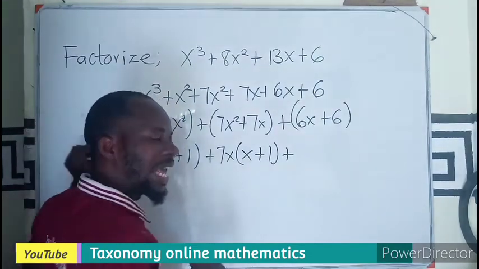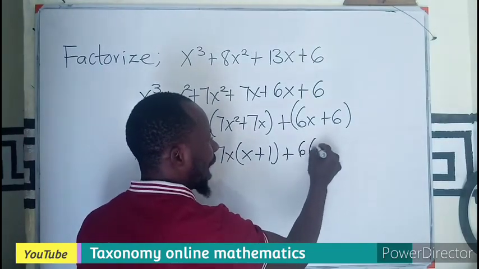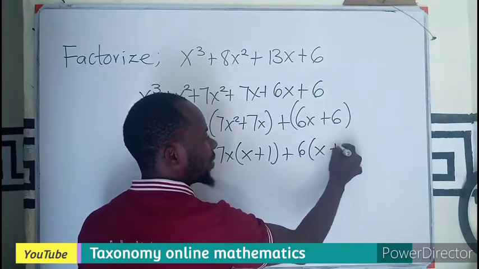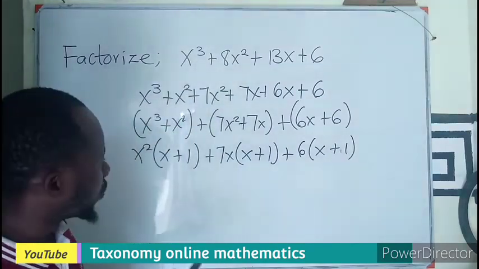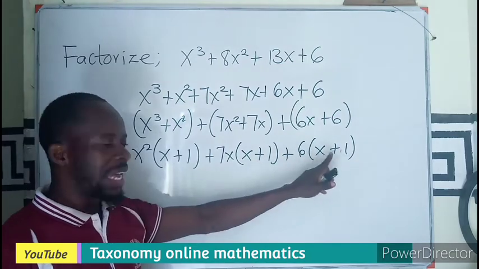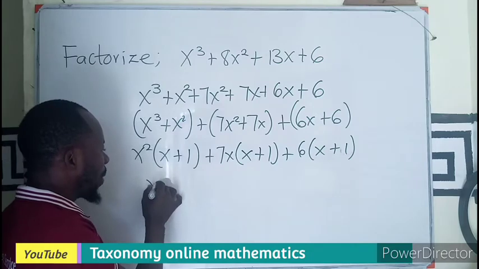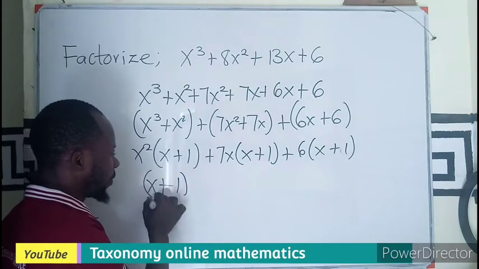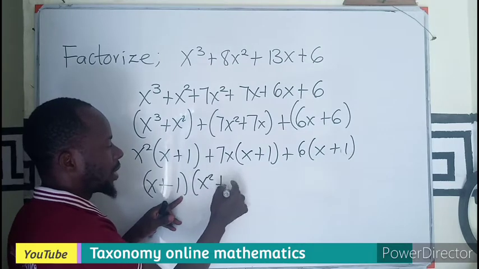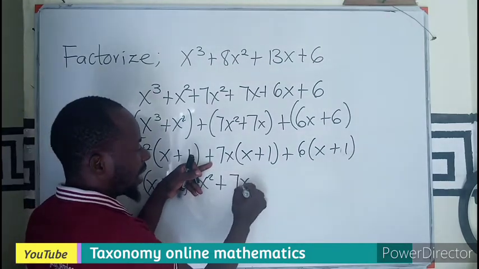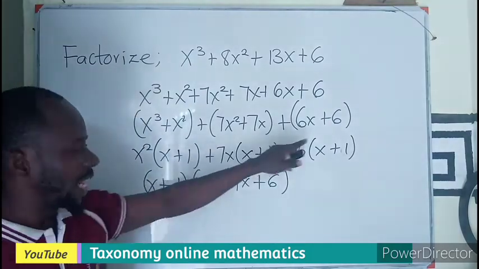Common factor for 6x and 6: no x here but 6, 6. So 6 will be out. Dividing this by x itself gives 1. We are still factorizing. So this and this are the same. X plus 1 is common throughout, so that becomes our next common factor. This is going to multiply our x squared plus 7x plus 6. If you expand this, you get back your original.